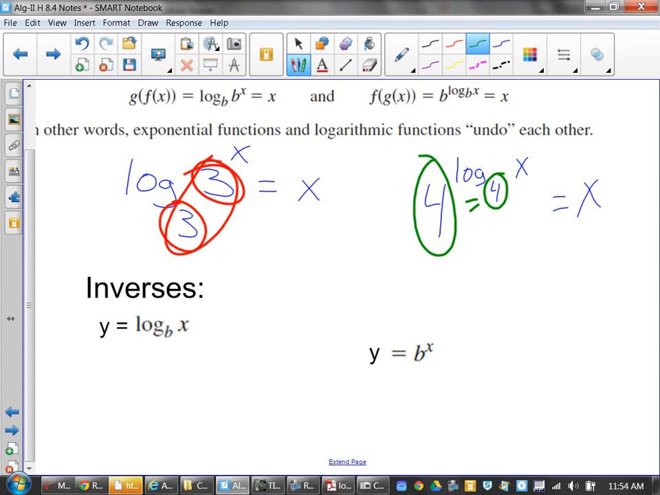Why? How do you undo multiplying? Divide. How do you undo adding? Subtract. How do you undo square rooting? Square. So how do you undo a log? You exponentiate it. How do you undo an exponent? Log. That makes sense. They're inverse properties of one another.